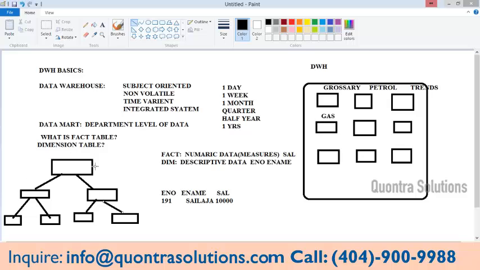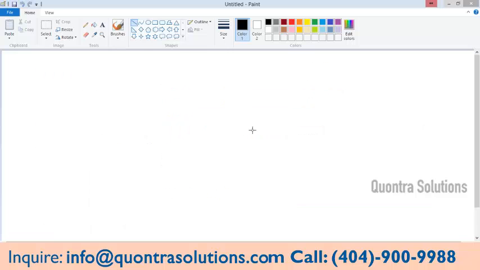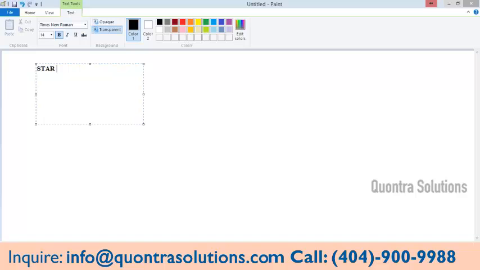The structure will be something like this. It's a parent level table, then a level 1 child and a level 2 child. This is the way data is organized in an Oracle database. But in the case of a data warehouse, how is the data going to be organized? We have two schemas: the star schema and the snowflake schema.